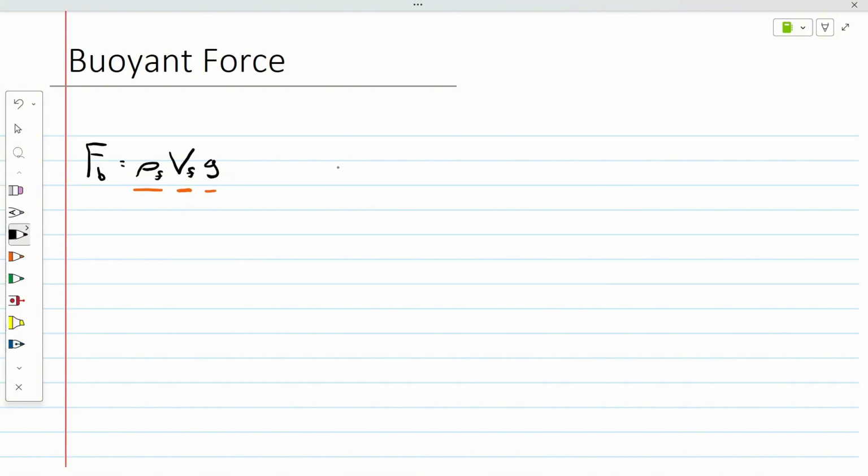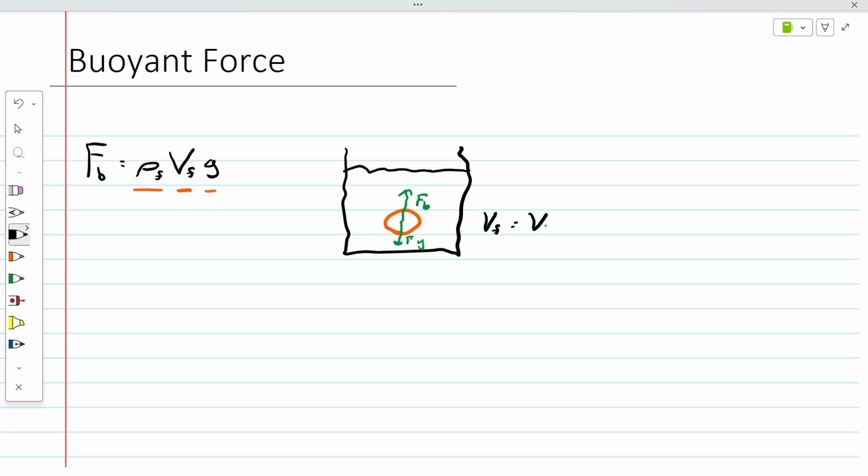And so let's say we had a cup of water, or just some fluid, and there was a ball inside. So this ball is going to feel force due to gravity, because obviously gravity is acting on it, and also this buoyant force. So in this case, the volume of the fluid that this ball is displacing is equal just to the volume of the ball, because all of it's in the water, or whatever fluid it is.